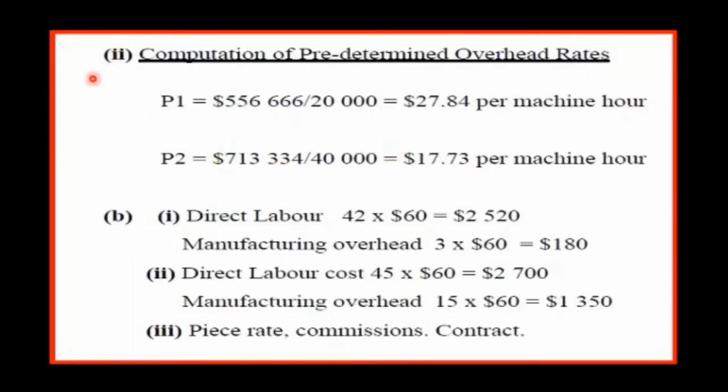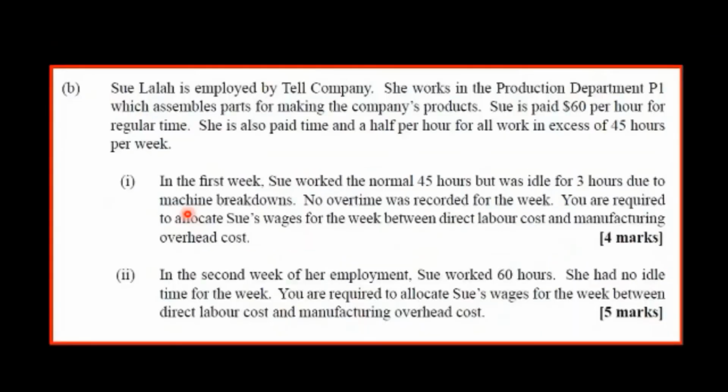Right, so that was part two of part E. Next we go to part B, which has to do again with direct labor and indirect labor. Sue Lala is employed by Tel Company, that's the same company. She works in the production department, which assembles parts for making the company's products.